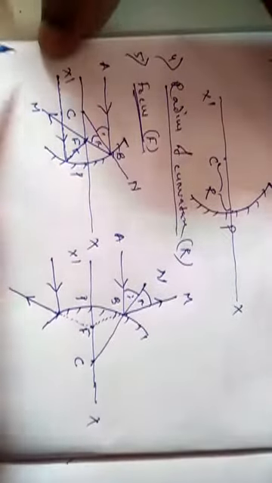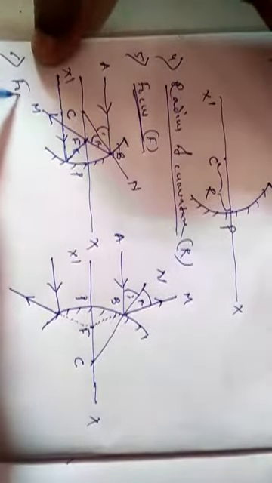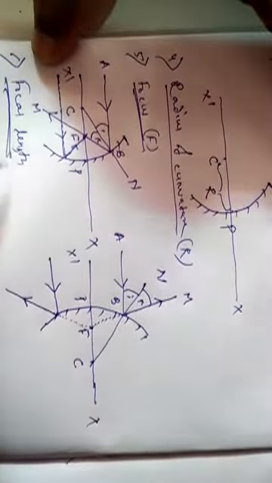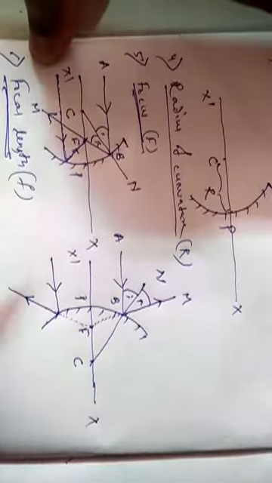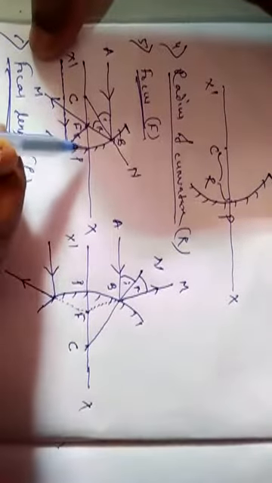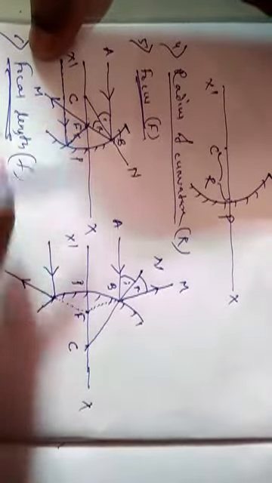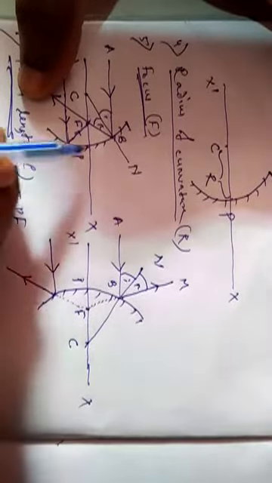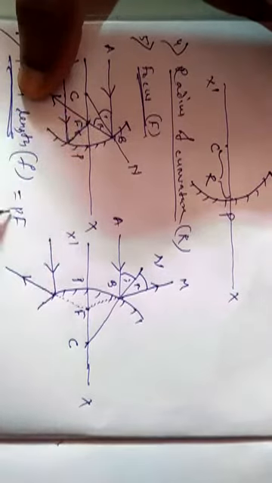Then what is focal length? Focal length is denoted by letter small f. Distance between pole to focus is called focal length. Means PF is called focal length. Distance between pole and focus is called focal length.